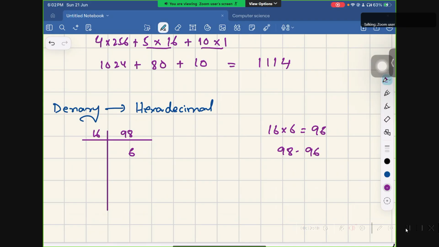So 16 times 6 is 96, and 98 minus 96 is going to be 2. So this is going to be your remainder. You are going to write the remainder on the right side. Now, we cannot divide 6 by 16. So we are going to put 0 over here, and 6 will be moved over here as a remainder. From bottom to top, this is your answer. That is 6 and 2. This is your answer.